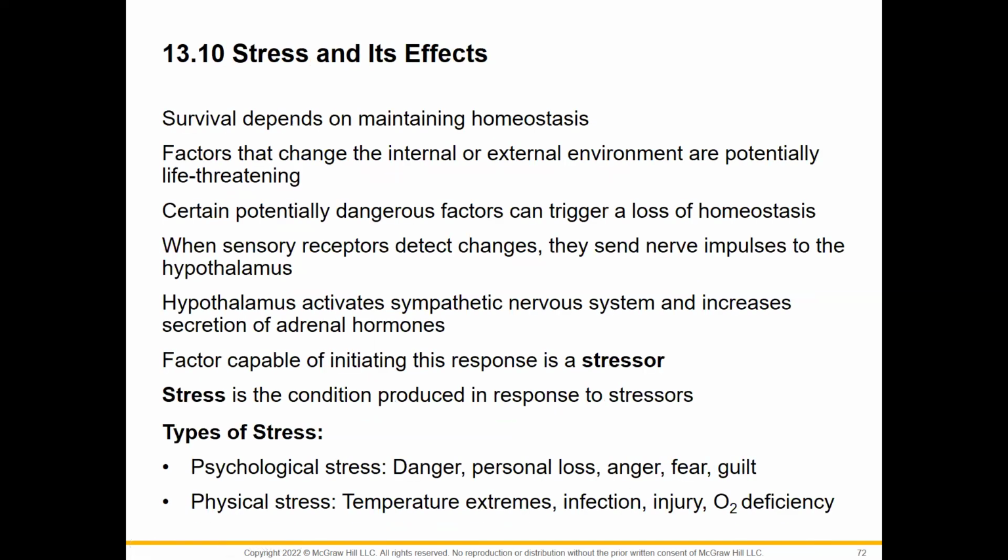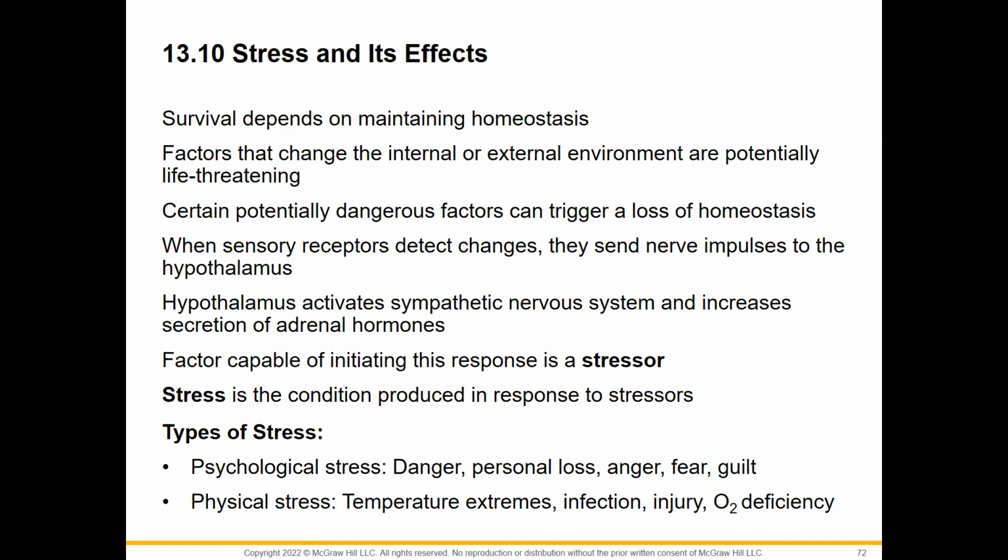Let's talk stress. So, your survival depends on maintaining homeostasis. Your survival depends on balance in all aspects of the body. Factors that change the internal and external environment can change your life, can potentially end your life. And so, because of that, certain potentially dangerous factors can trigger a loss of homeostasis.